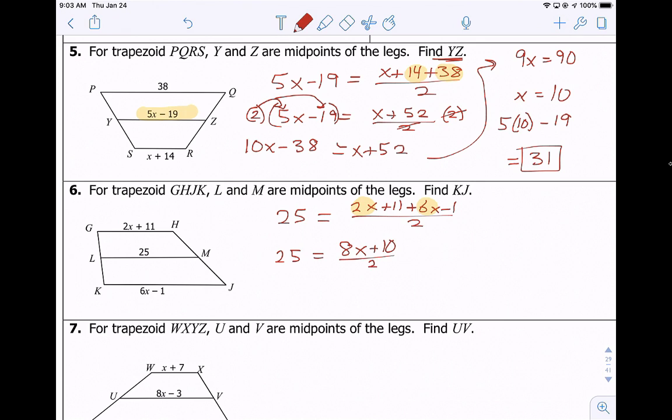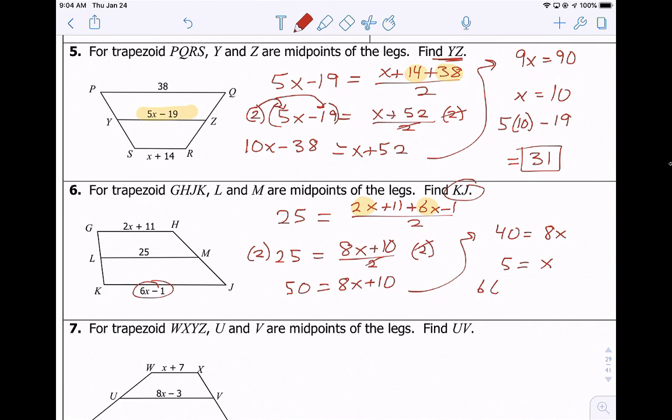This one's a little easier because we don't have as much algebra on the side. I still need to get rid of the divide by 2, so I'm going to multiply by 2. So we get 50 is equal to, when the 2's cancel, 8x plus 10. When I subtract 10 from both sides, I'm going to get 40 is equal to 8x. And when I divide, 5 will equal x. Again, be careful of what I'm asking you for. I want KJ, which if we remember is 6x minus 1. So I'll do 6 times 5 minus 1. 30 minus 1 is obviously 29.